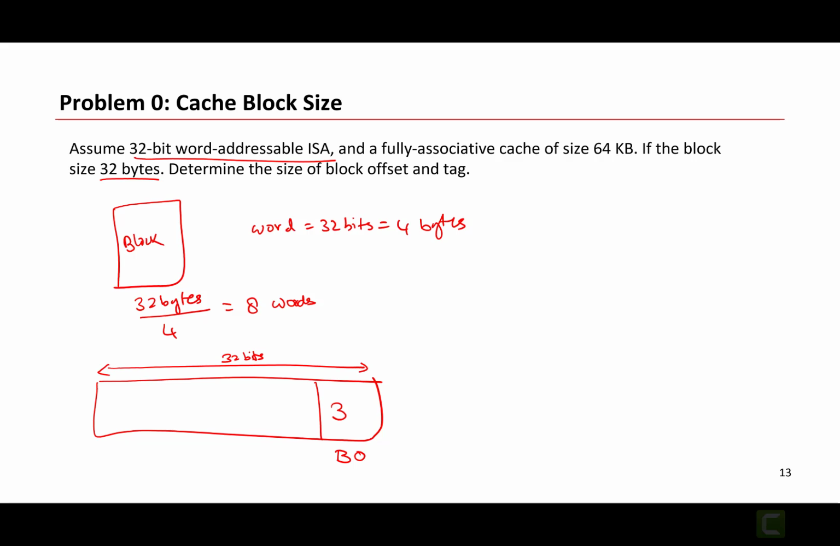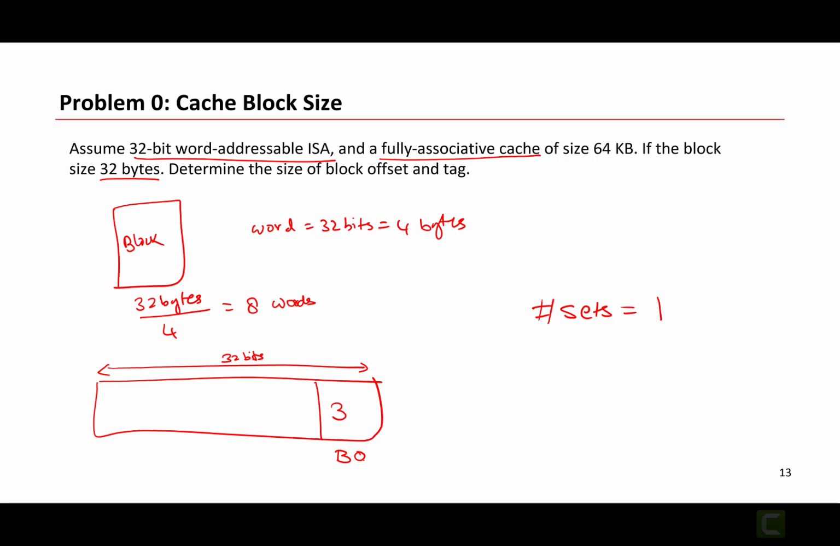Now I need to figure out how many bits I need for my set index. Set index depends on the number of sets in the cache. For a fully associative cache, the number of sets is always 1. And if I have only one set, I don't need an index to figure out which set I can store my cache block in. So you don't have a set index as part of your address.